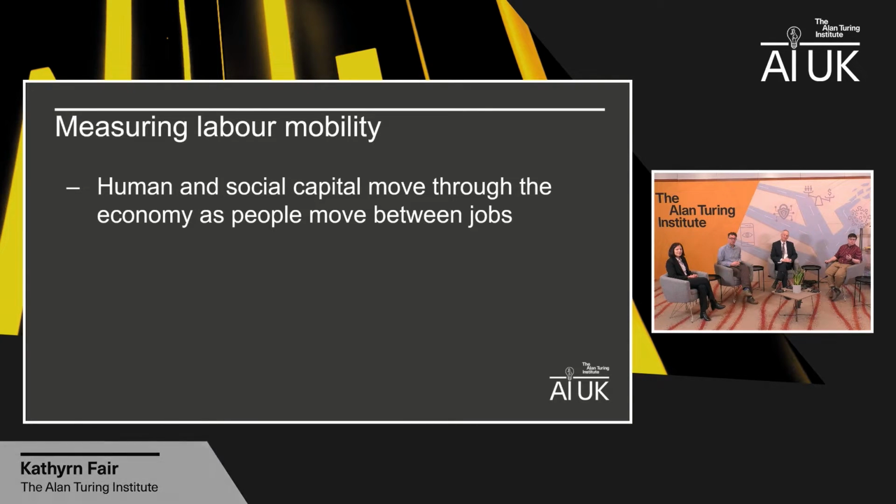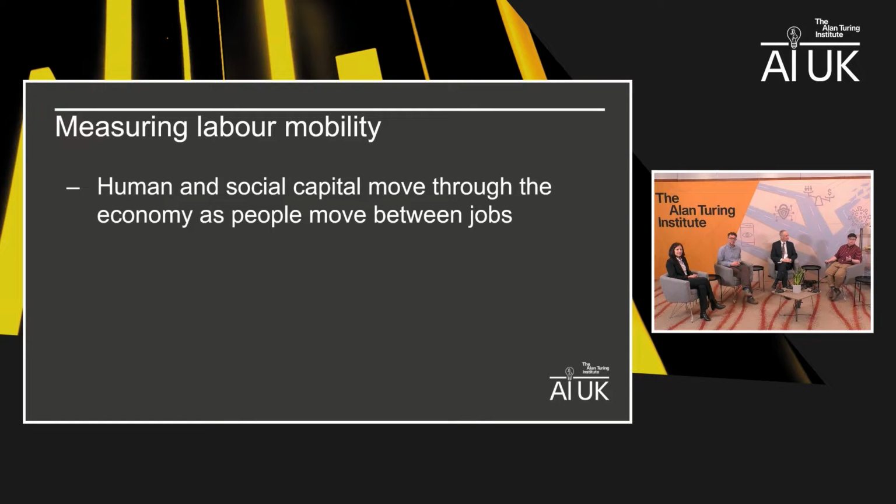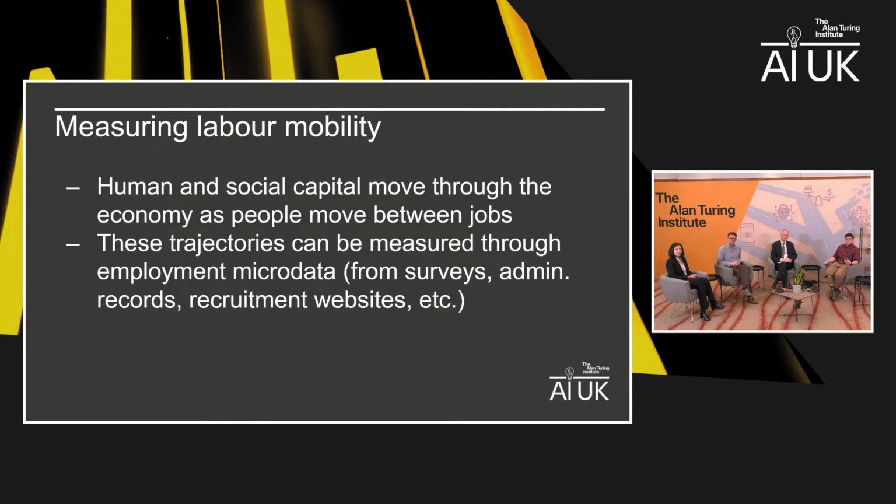When we talk about social capital, this can be things like people's social and professional networks that can be useful in their jobs. These trajectories between jobs can be measured through employment microdata, and this can come from a variety of sources, things like government surveys, such as the Labour Force Survey in the UK, where people are tracked across 5 quarters, and at each quarter, they're asked a set of questions about their employment at the time. As well, it can come from administrative records, such as those HMRC keeps for tax purposes, or recruitment websites like LinkedIn.